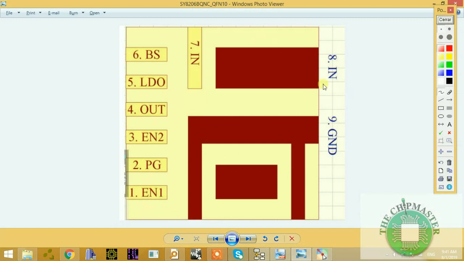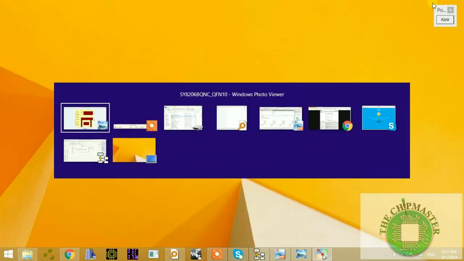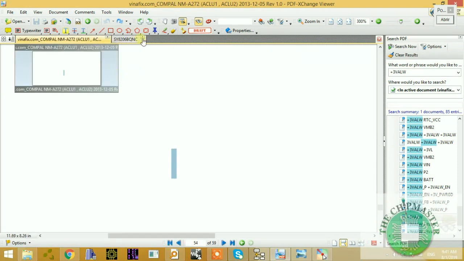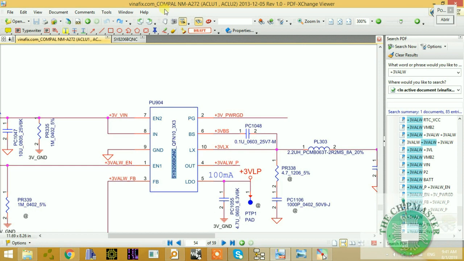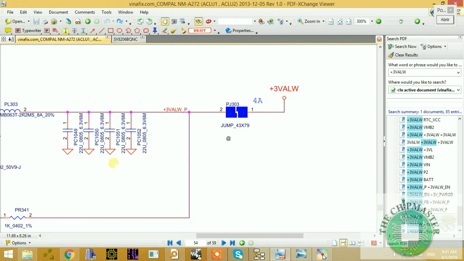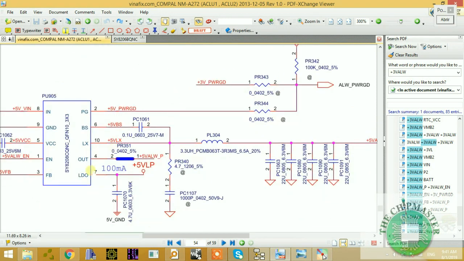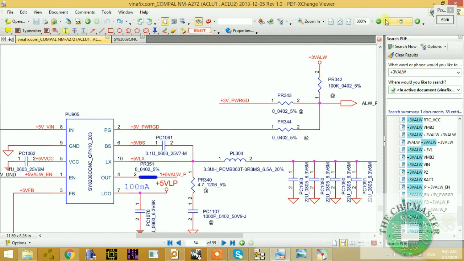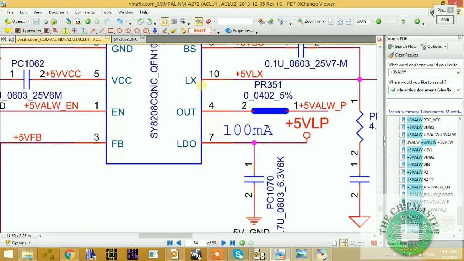All right, so let's go to the schematic, and then we will explain. The schematic here, as you can see, this chip uses the SY8206B QNC, and the output is 3 volt, and we have another one below which is SY8208C QNC, right? So there are slight differences here. One is a B and one is a C.